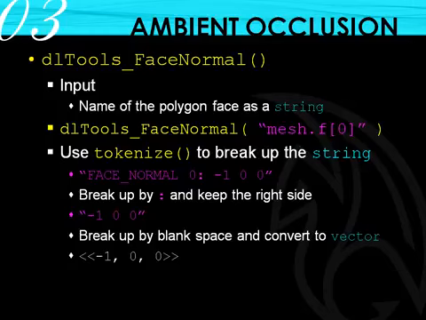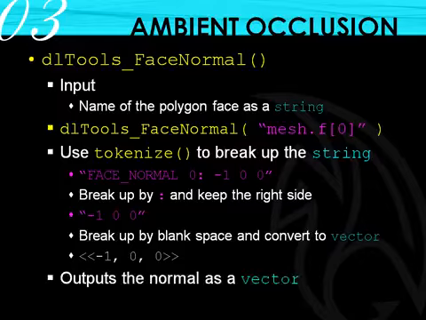So by using these 2 tokenizes, we've succeeded in breaking this string up into pieces and then just converting the numbers. That's all we want, really. We don't want the word face normal. We don't need any of that information. All we need is really just the coordinates, i.e. -1 0 0. And essentially this tool will output that normal as a vector. So you give it the face and it gives you the normal as a vector.